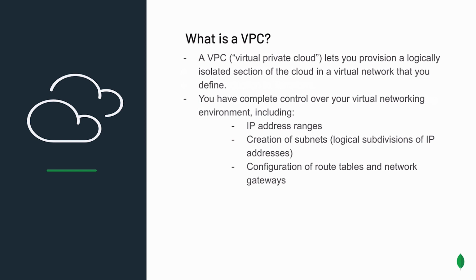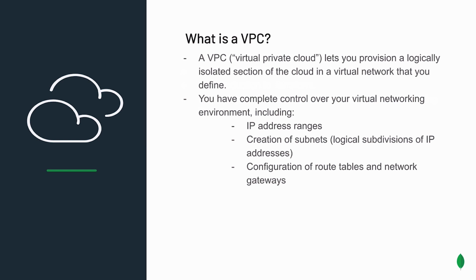So what is a VPC? A VPC stands for a virtual private cloud. And it lets you provision a logically isolated section of the cloud in a virtual network that you define. What that basically means is you can get your own little private chunk of AWS's bigger public cloud.